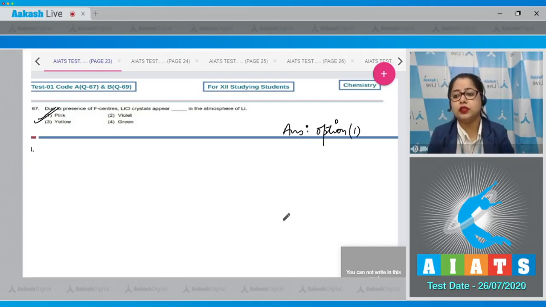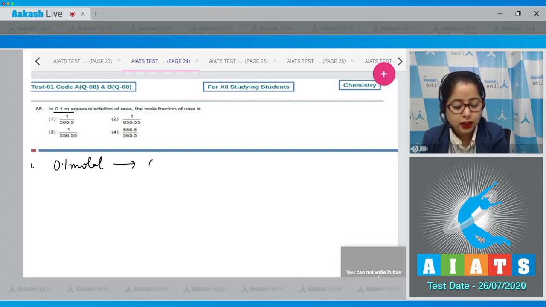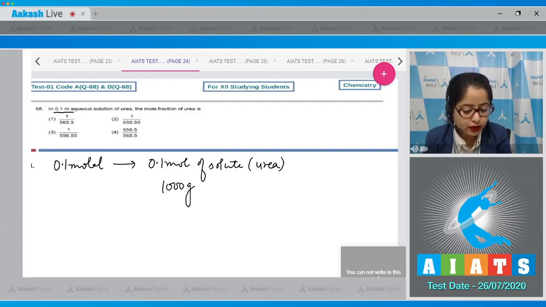Moving to next question, students, which is question number 68. Let's read the question. In 0.1 molal aqueous solution of urea, the mole fraction of urea is. Student, for this question, we are given the molality of a solution, which is 0.1 molal. That means 0.1 mole of solute, here urea, is present in 1000 gram, that is 1 kilogram of solvent. And since this is aqueous solution, the solvent is water.